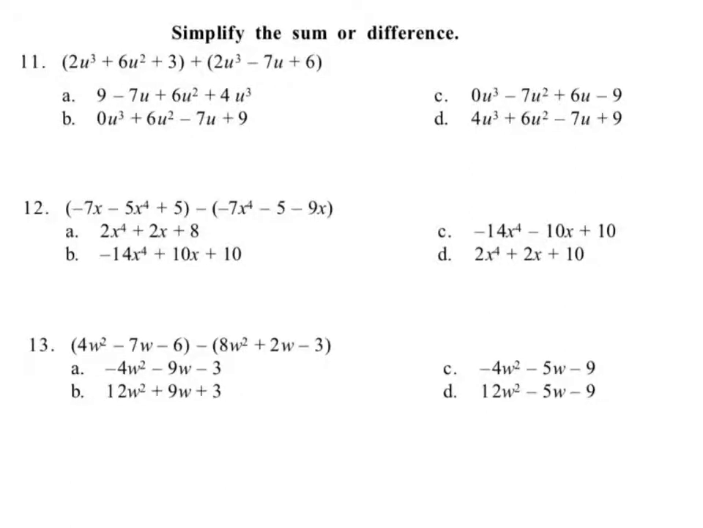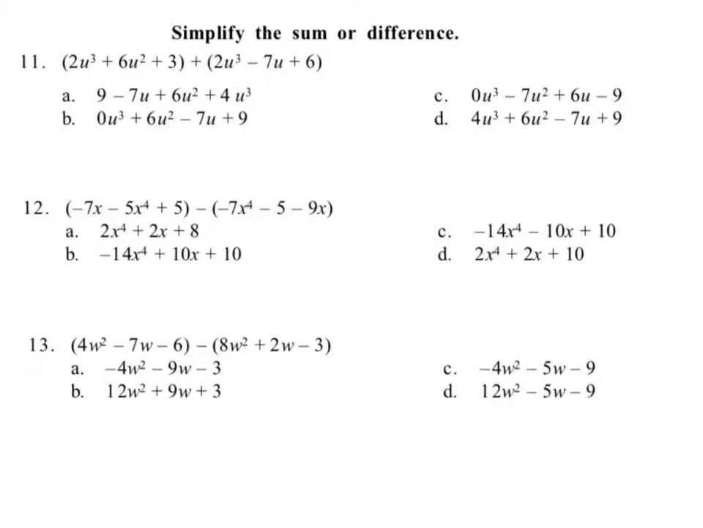Okay, simplify the sum or difference. For the first one, number 11, notice it is a sum. We are adding them together, which means the second trinomial, 2u cubed minus 7u plus 6, does not change sign. We're multiplying everything by positive 1, which makes them stay the same. So there's nothing you need to do to change the sign on those.